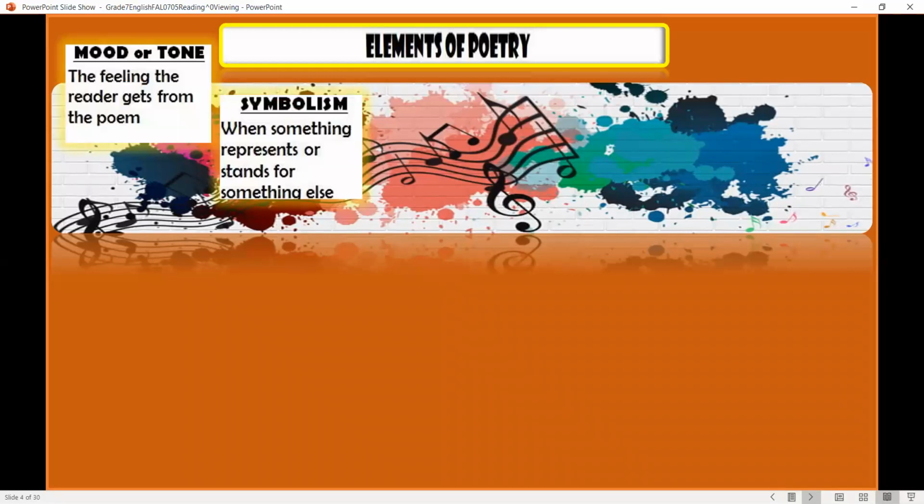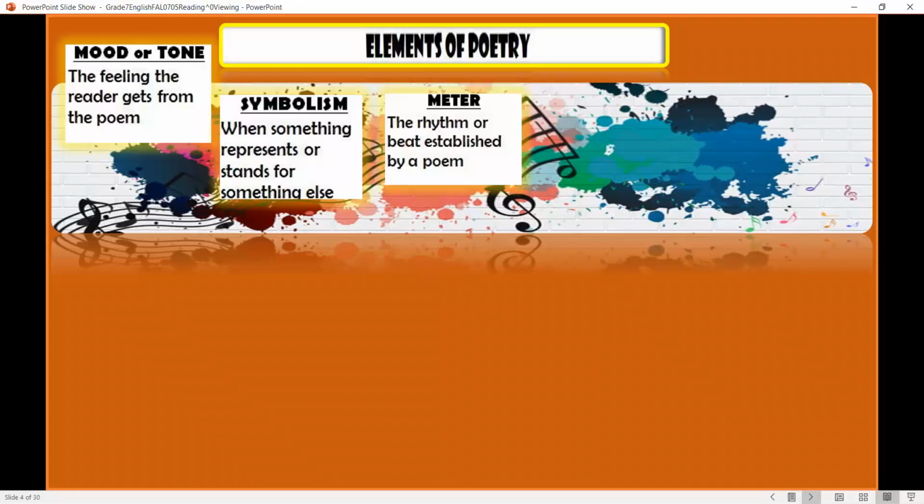Symbolism is when something represents or stands for something else. I'm going to give you a very basic example: a stop sign symbolizes stopping. So the minute you see that shape with the red, even if it doesn't say stop on it, you'll stop. So that's symbolism. Meter is the rhythm or beat established by the poem.